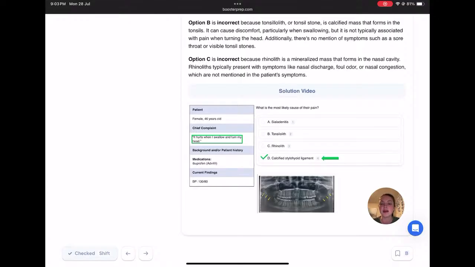Now, the stylohyoid ligament is a ligament of the upper neck that extends between the hyoid bone and the styloid process of the temporal bone. When this becomes calcified or elongated, it is known as Eagle syndrome or stylohyoid syndrome, and it's known to lead to pain when turning the head and when swallowing.